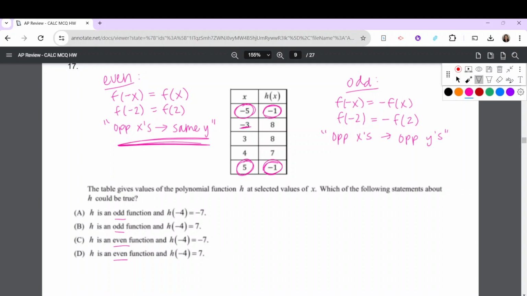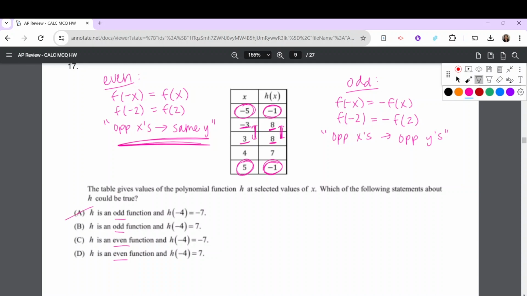And then furthermore, if I plug in a negative 3, I get a positive 8. If I plug in a positive 3, I still get a positive 8. So again, opposite x's give me the same exact y value. So opposite x's, same y value, means this is going to be an even function.